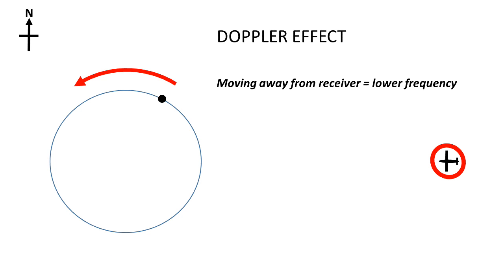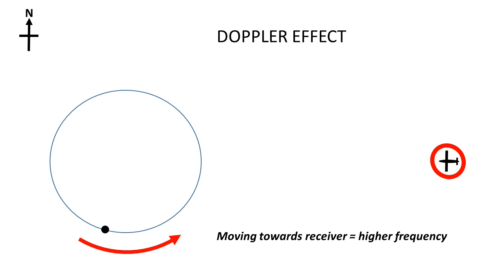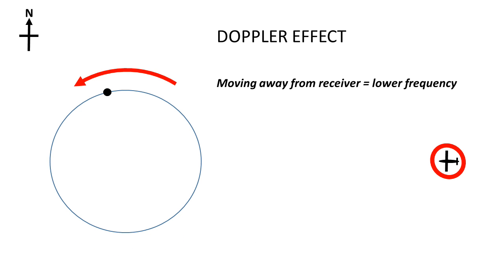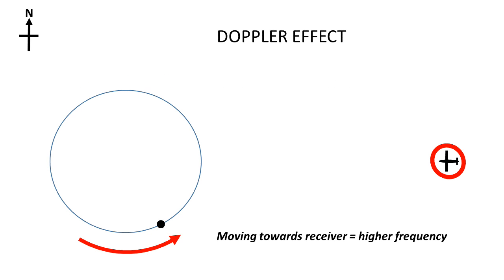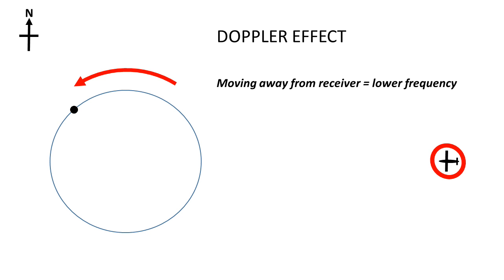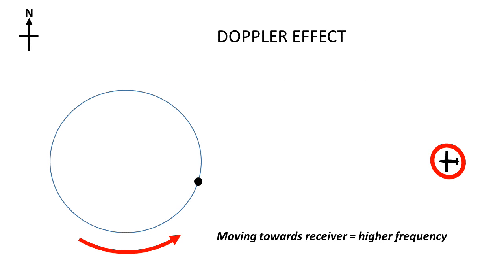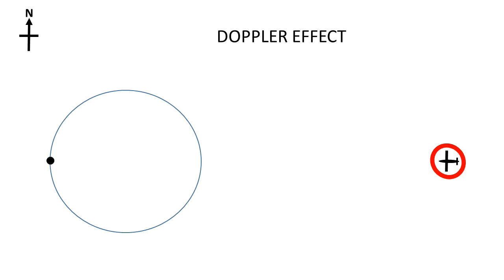An aircraft out to the east, right of the screen, will see a small change in received frequency due to the Doppler effect. As the antenna moves towards the aircraft, the frequency increases, and as it goes away from the aircraft, the frequency decreases.